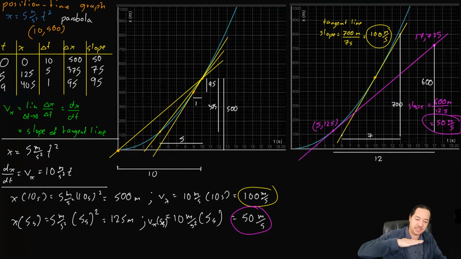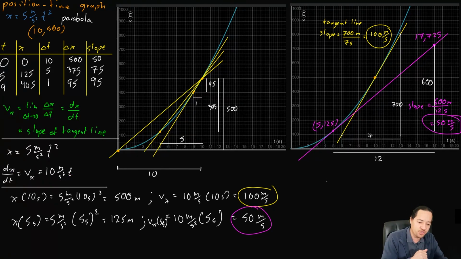It tells us that the steepness of this tangent line increases by 10 meters per second, right? So for every 1 second we move over, the steepness of this line increases by another 10 meters per second. So that's another way to interpret what this velocity equation is telling us.